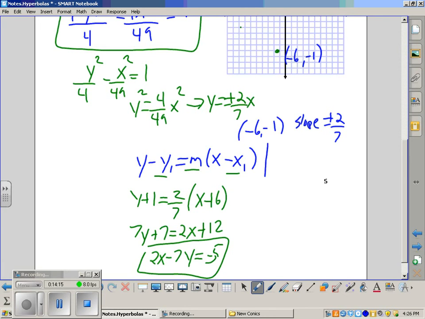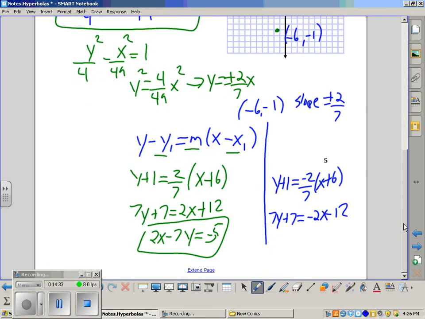And then the second equation, since you know the asymptotes are positive or negative, is going to be the same thing, but with a negative slope. So multiply by 7 again. Make sure you distribute that -2 two times. So 2x plus 7y equals -19. We are done.